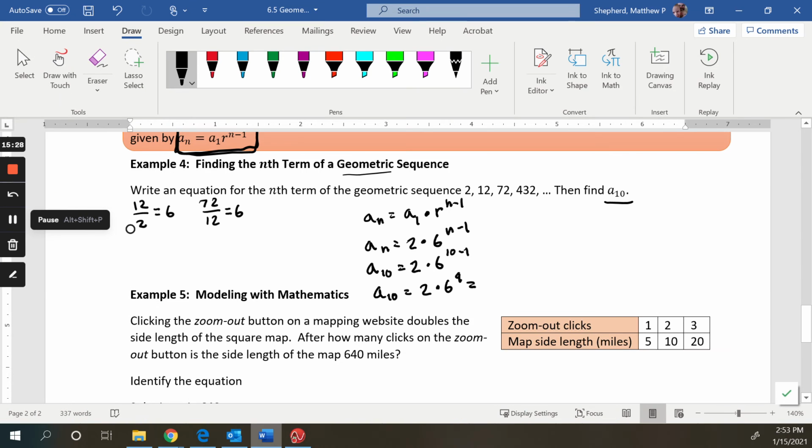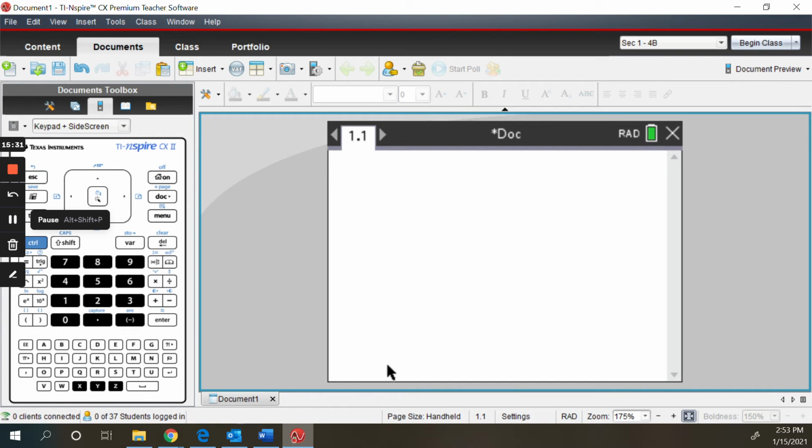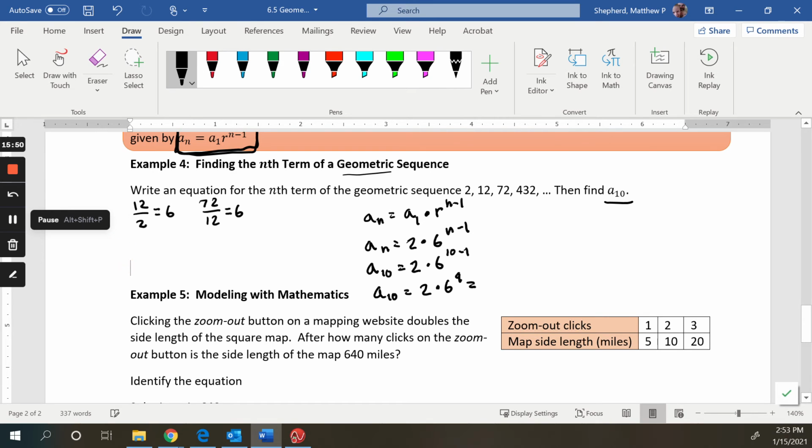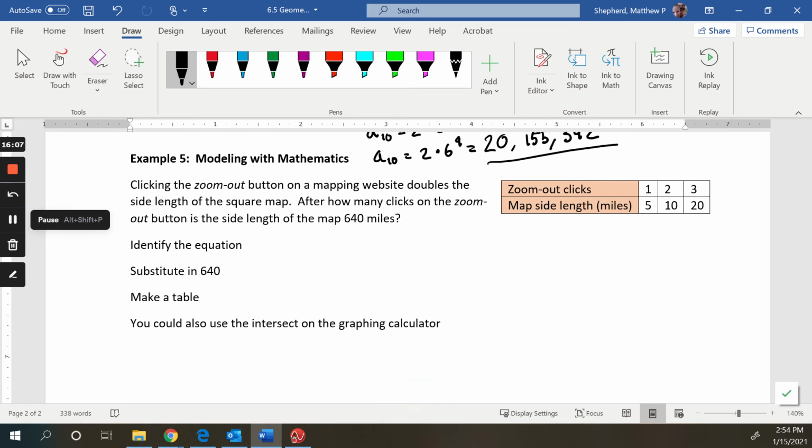All right, so we had 2 times 6 to the power of 9. Okay, so we get, let's see, that's about 20,155,392. And we would write that in there.